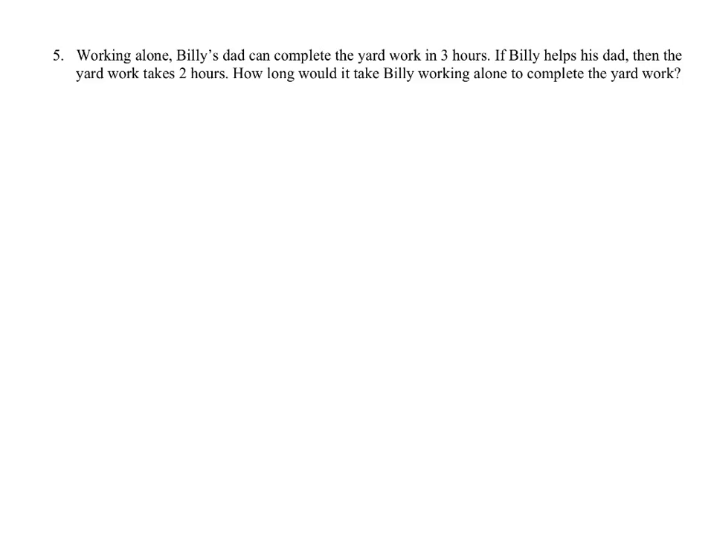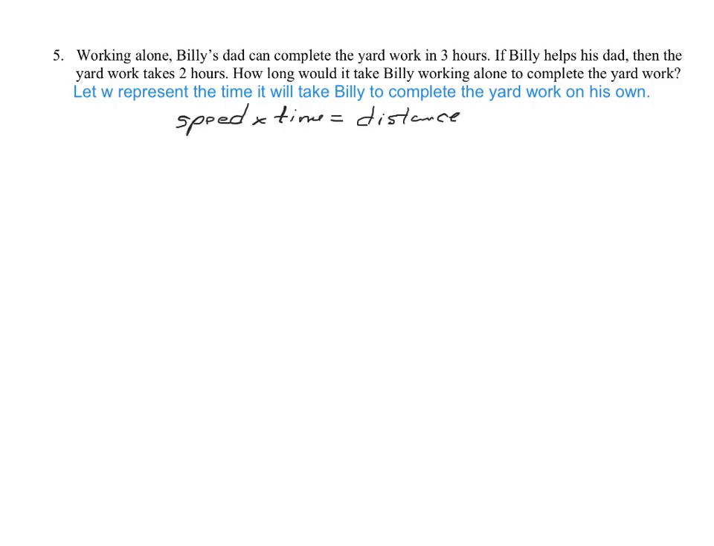So again, let's start by defining our variable. So I'm going to let W represent the time it will take Billy to complete the yard work on his own. Again, I'm not using B for Billy because my B's sometimes look like 6's and I need to be careful that I don't confuse myself. Now in the previous question, we had a speed, time, and distance question. And I like to think of this question in a similar way. So let's start with that relationship where we have speed times the time equals the distance.